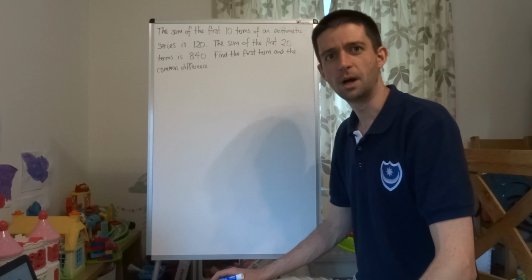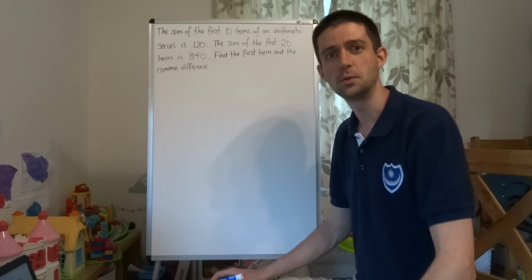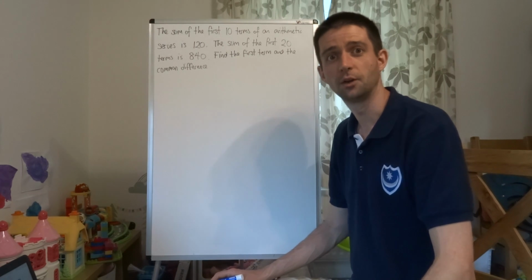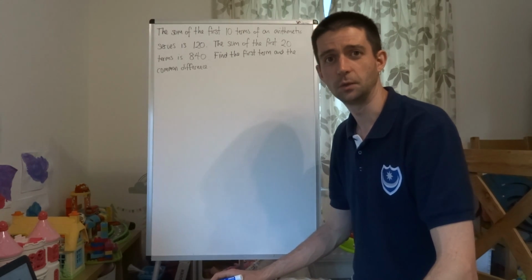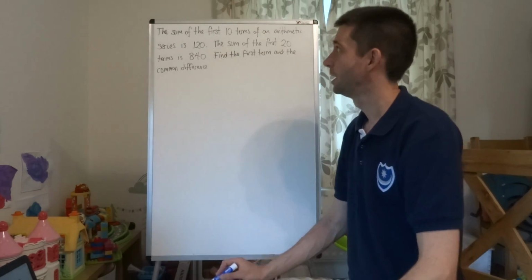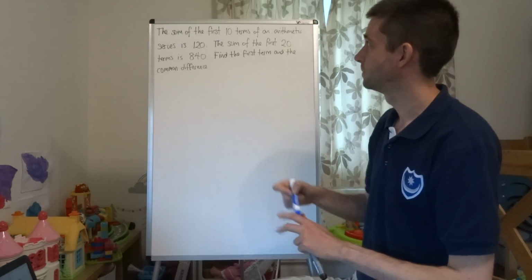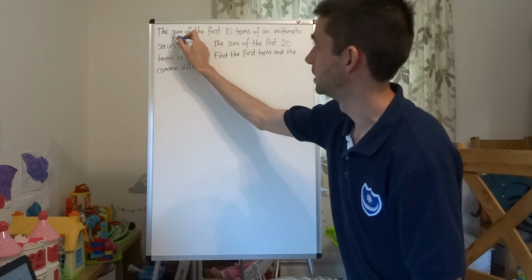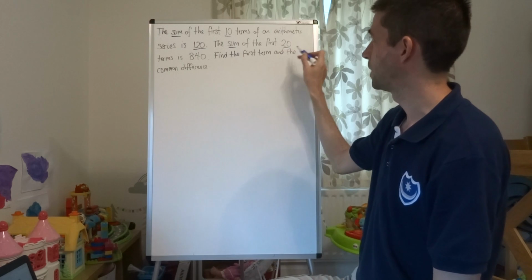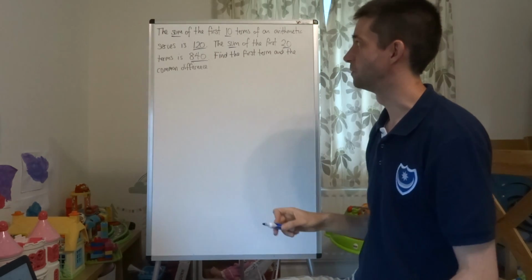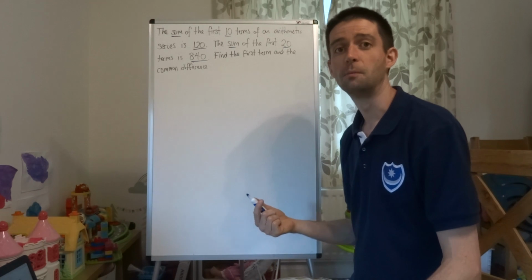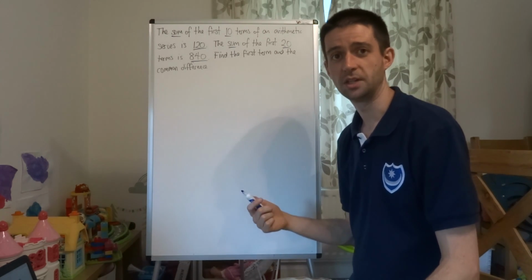This is part 4 of the lesson on arithmetic sequences, and in this video I'll be looking at how to find the first term and the common difference of an arithmetic sequence if you know two sums. So here we have the sum of the first 10 terms of an arithmetic series is 120. The sum of the first 20 terms is 840. And we're being asked to find the first term and the common difference of this arithmetic series.